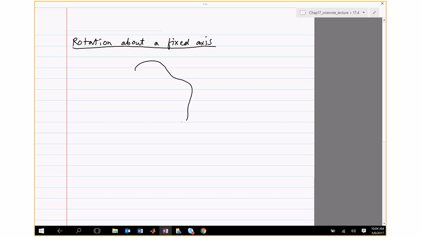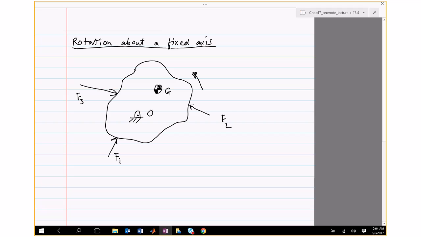Okay, so here is a caricature of the body, and it rotates about a fixed axis. So let that axis be O, and the center of mass is, let's say, somewhere here, and the body is acted upon by forces F1, F2, F3, and so on. It can also be acted upon by external moments. I'll just show one.